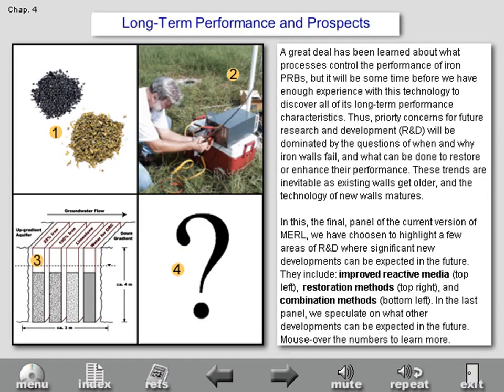As iron walls become increasingly common, interest is shifting to the questions: how long will they last, and what can be done when they begin to fail? In time, complete answers to these questions should emerge, but for now, we can only provide examples of what developments can be expected in the near future. These frames are the last materials that are implemented in the current version of the MERL CD-ROM.